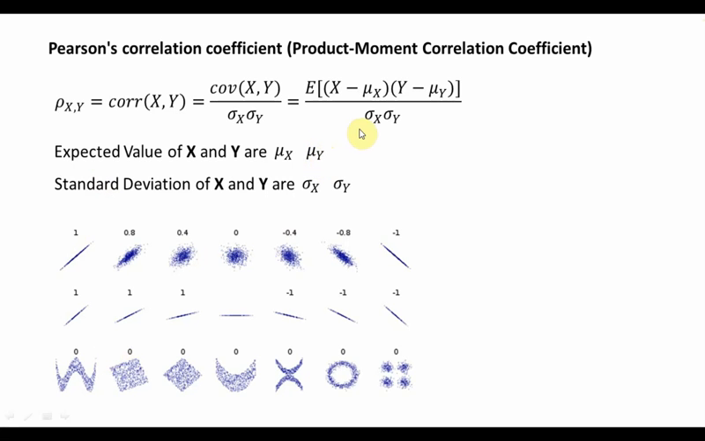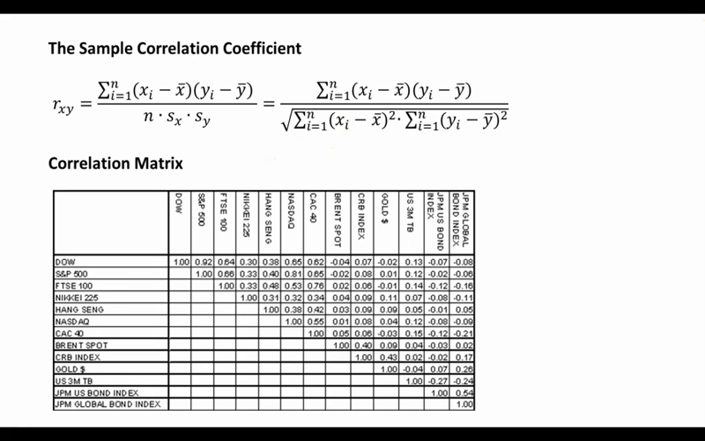Let me show you something very interesting. This is what we call the correlation matrix. Do you know what the meaning of this coefficient matrix is? Basically, I will teach you an Excel function which will help you formulate this correlation matrix very easily. What is the use of this correlation matrix?